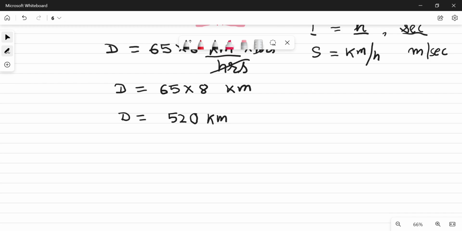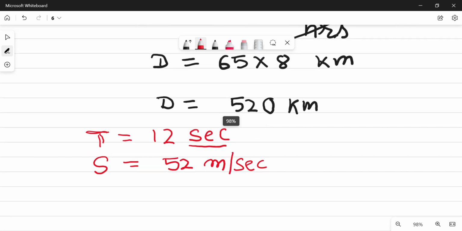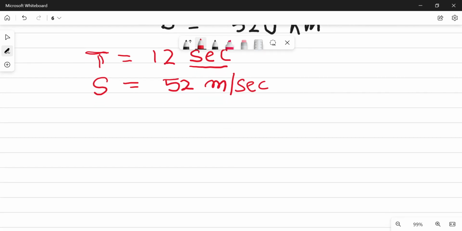Now we can take one more example. Suppose the time is equal to 12 seconds. Now time is in seconds. From here we can see time is given, and the speed is equal to 52 meters per second. Okay, so now we have to find the distance.